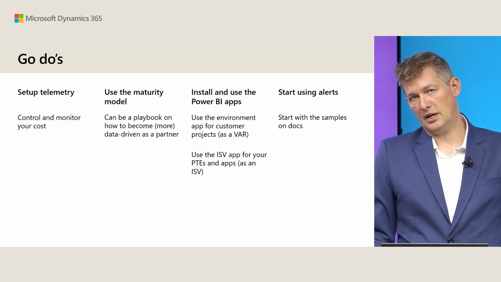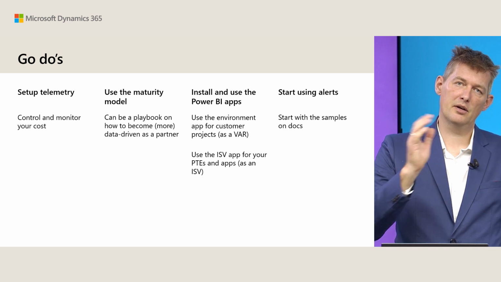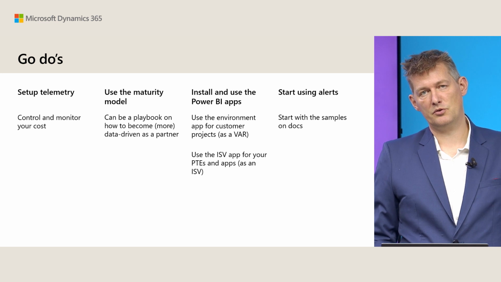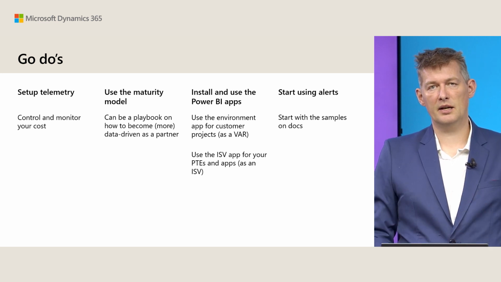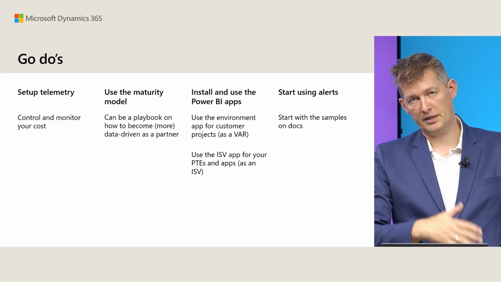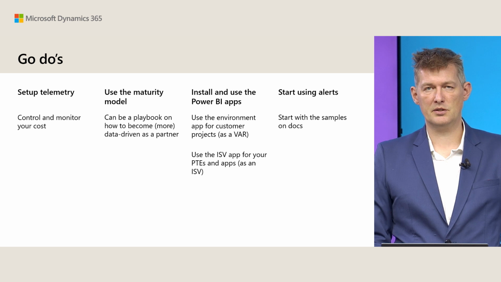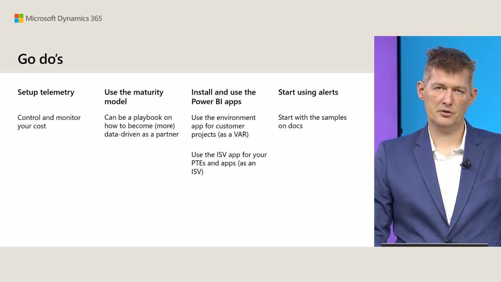And then start setting up some alerts. Maybe just pick a few from the samples, either the ones that you deploy from Docs, or maybe some of the extra samples we have on BC Tech. And just start getting a little bit less reactive and more proactive with telemetry. I'm sure that's going to change a lot in the way you deal with your customers.